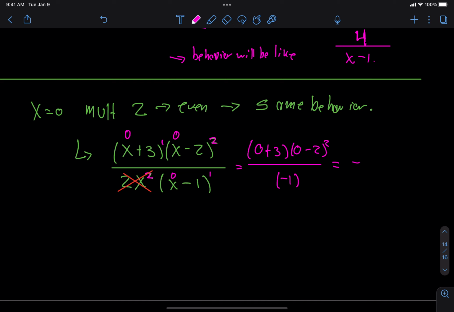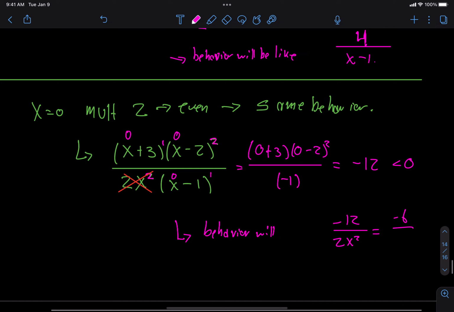by negative 1 is negative 12, which is less than 0, which means the behavior nearby will look like this number, negative 12, divided by 2x squared, which is kind of like negative 6 over x squared.